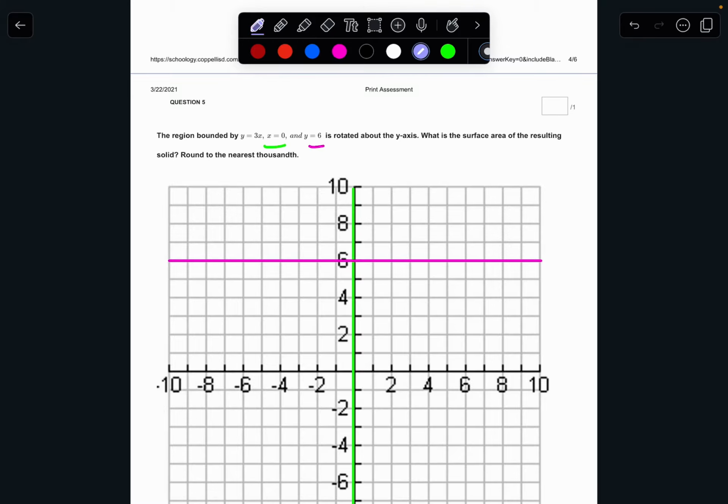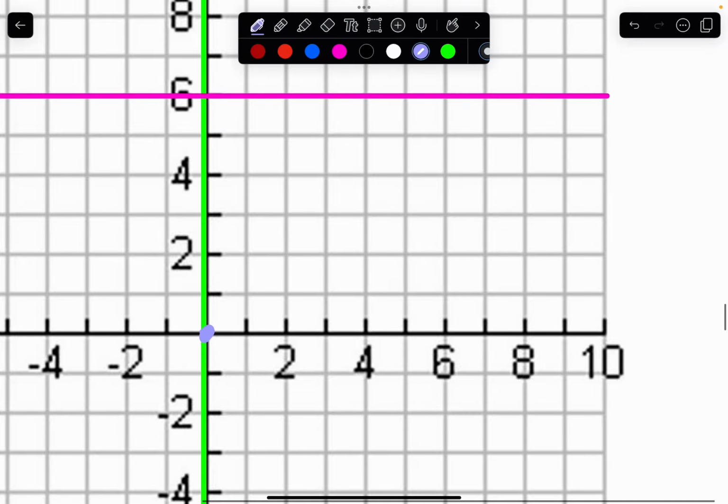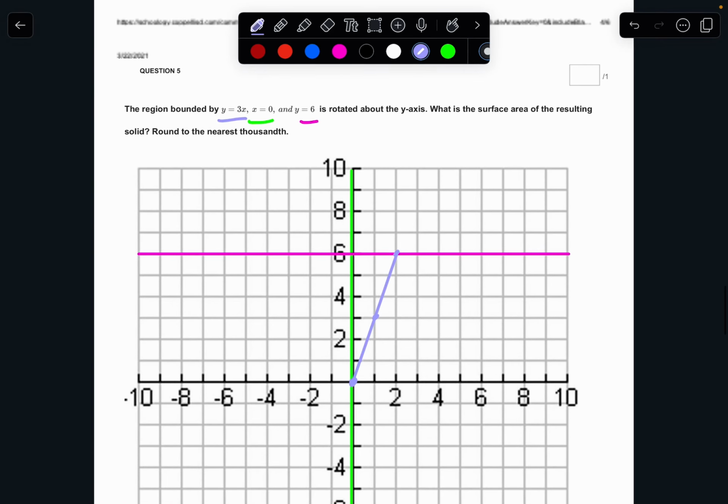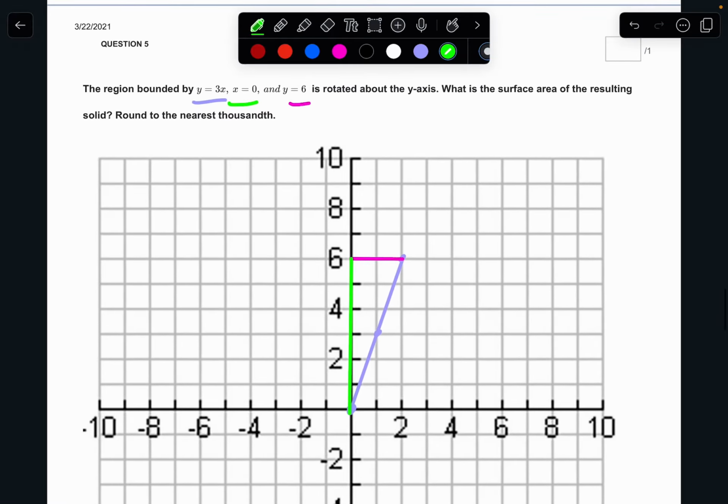And then y equals 3x. That's a 0. That's up 3 over 1. And I don't need to draw the whole thing to know that this is my bounded region. So it says the region bounded by blank is rotated around the y-axis. So I drew way too much. I'm going to clean this up a little bit. So the y equals 6, I only care about this part. And the x equals 0, I only care about this part. I only care about the bounded region, this triangle.